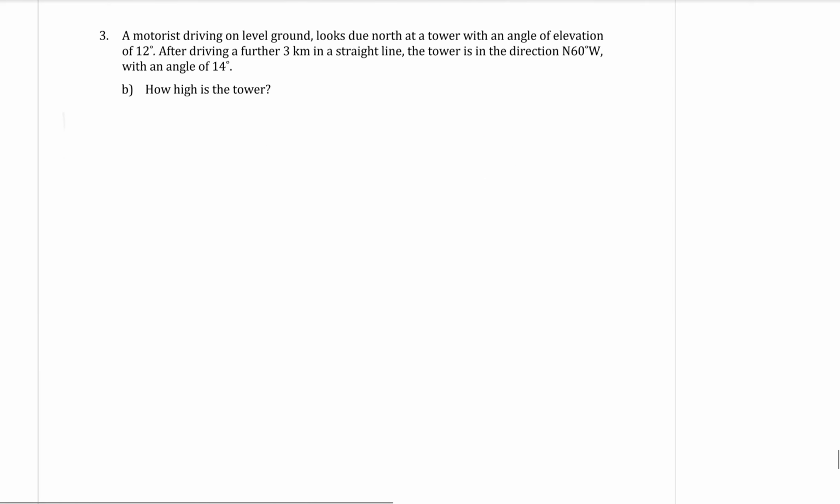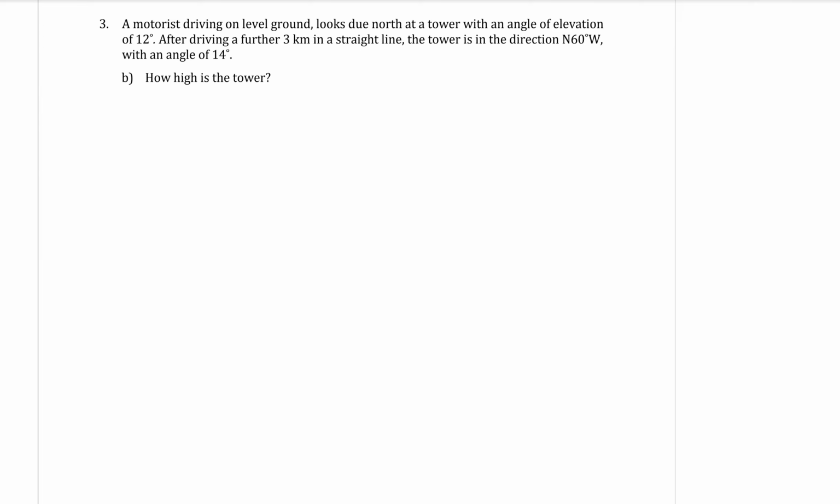Question 3. A motorist driving on level ground looks due north at a tower with an angle of elevation of 12 degrees. After driving a further 3 kilometers in a straight line, the tower is now in the direction north 60 degrees west with an angle of 14 degrees. How high is the tower? Okay, let's see if we can draw a diagram for this.